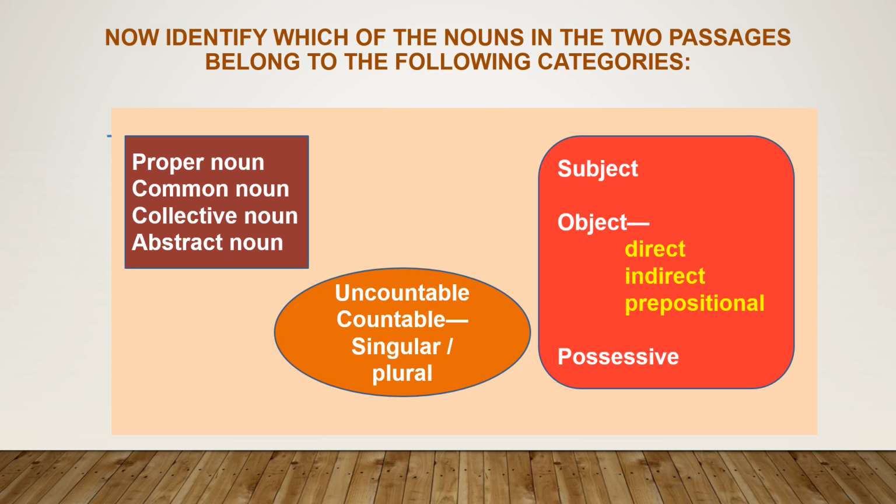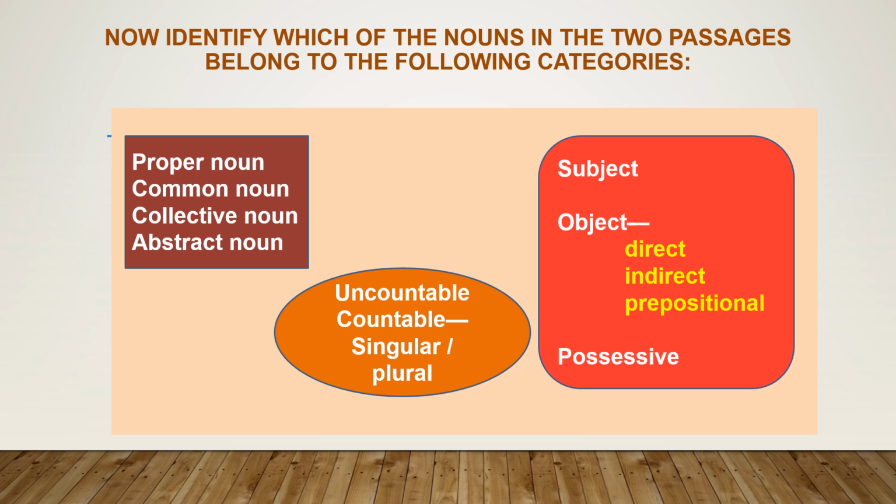Now look at the third category, and that is the subject, object, possessive. All the nouns which you have identified and you have put in these 2 tables will once more come here, depending on what is the work they are doing in the sentences where these nouns occur. Sometimes the same noun which is a subject of one sentence might be the object of another sentence. So the same noun occurs twice in a passage. You have to identify in which sentence it is the subject and in which sentence it is the object.